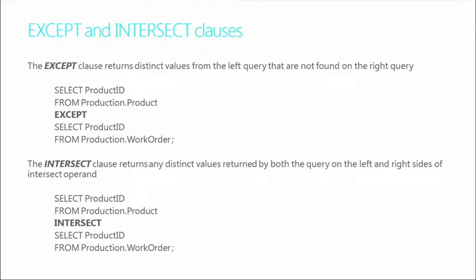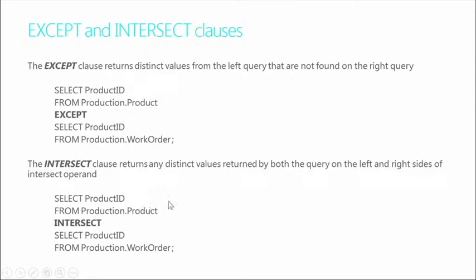The intersect clause down here returns any distinct values returned by both the query on the left and on the right. So what this one's going to do, the left being the first query, by the way, they term it as left and right. It's the first query. It's left of the intersect statement. Let's put it that way. So this is going to say returned, the first one up top, let me go back there, from the left query that are not found in the right query. So the except is return distinct values from the products table that are not found in the work order table.